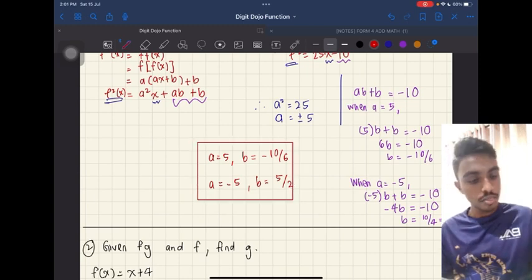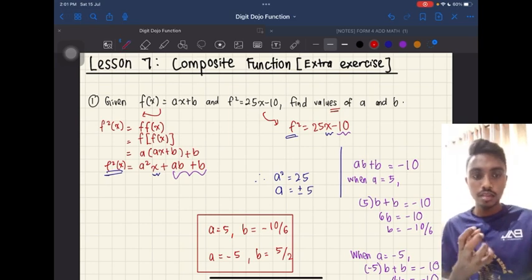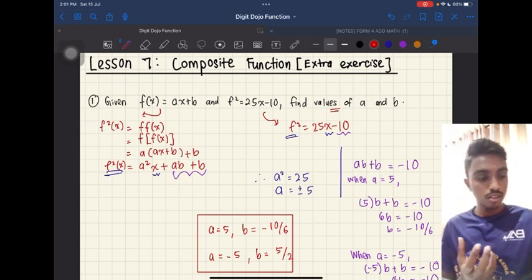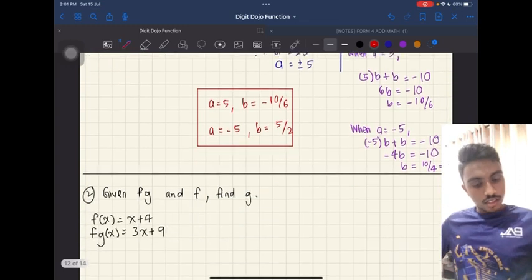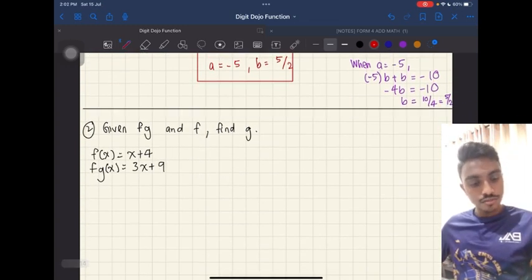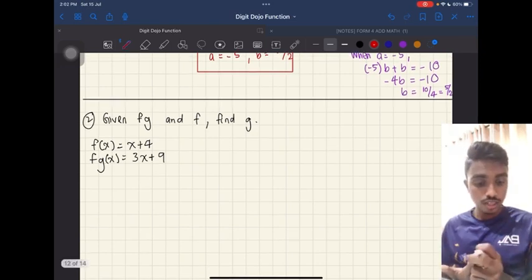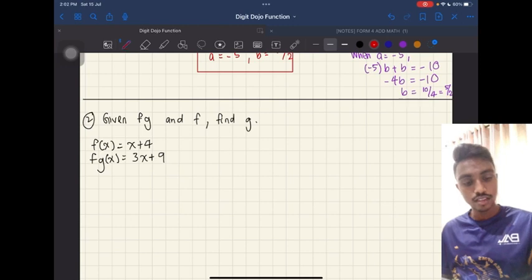Because the question stated values, a and b have more than one value. Moving on to the next question. Given fg and f, find your g. You are given f(x) and also fg(x). You have to find g(x).